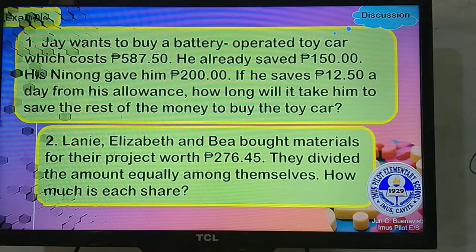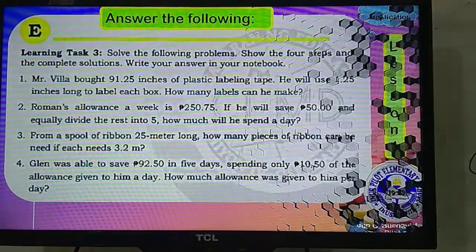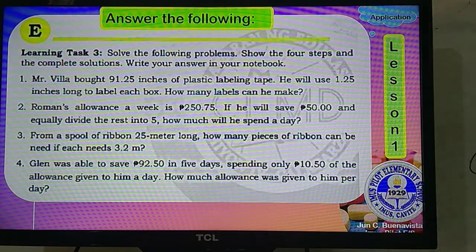Okay. So this is from your module in mathematics. So answer the following. So learning task 3, solve the following problems. Show the 4 steps and the complete solutions. Write your answer in your notebook. Okay? If you are done, let's go now to our second lesson. Okay, our second lesson is this one.